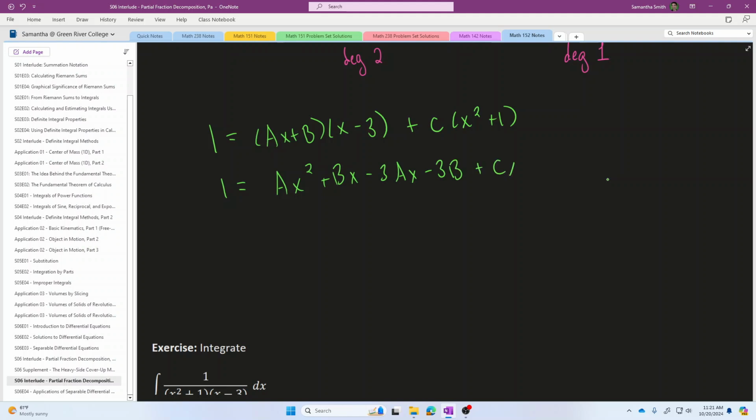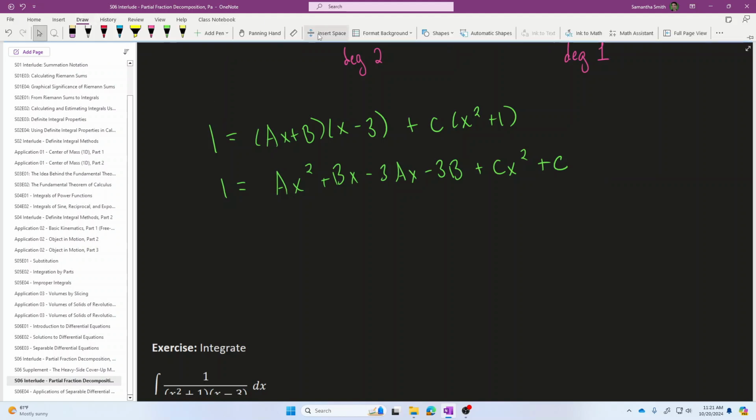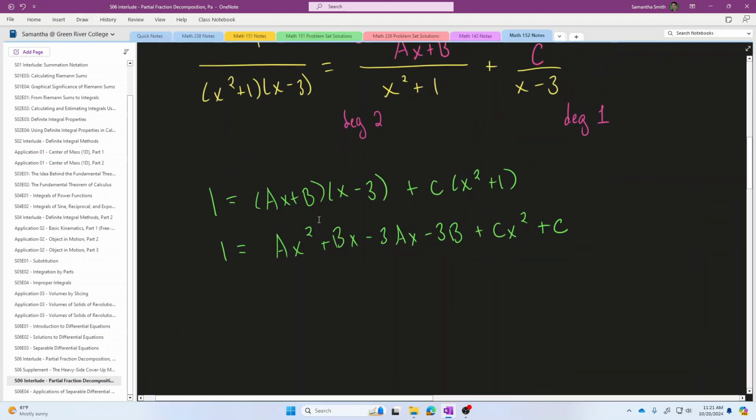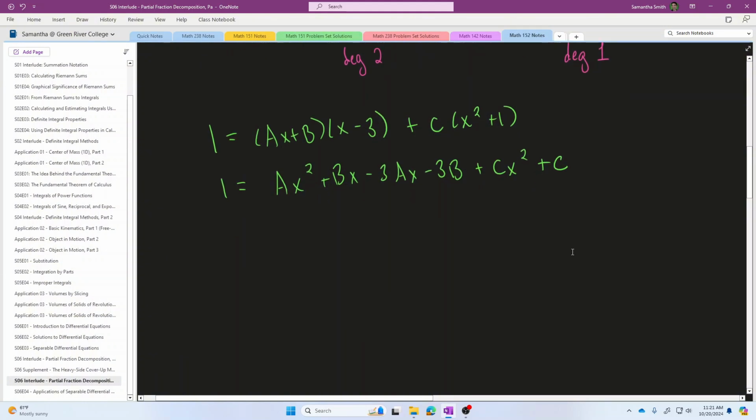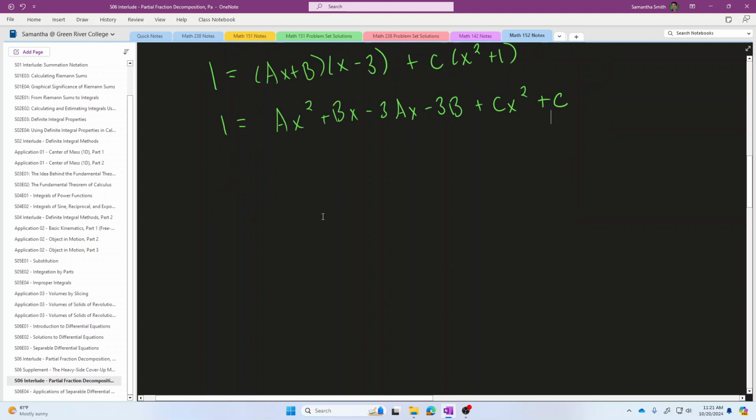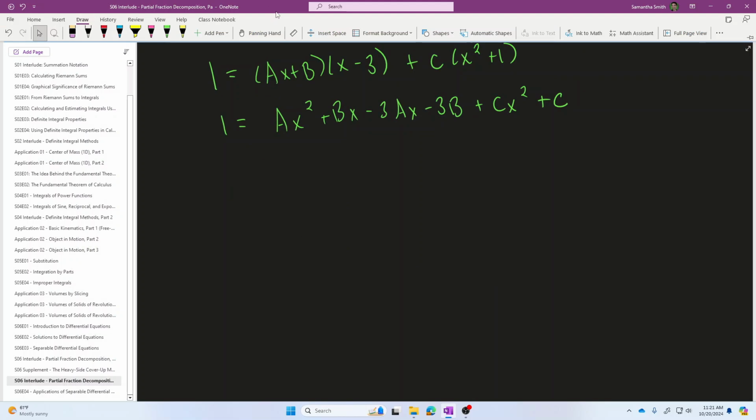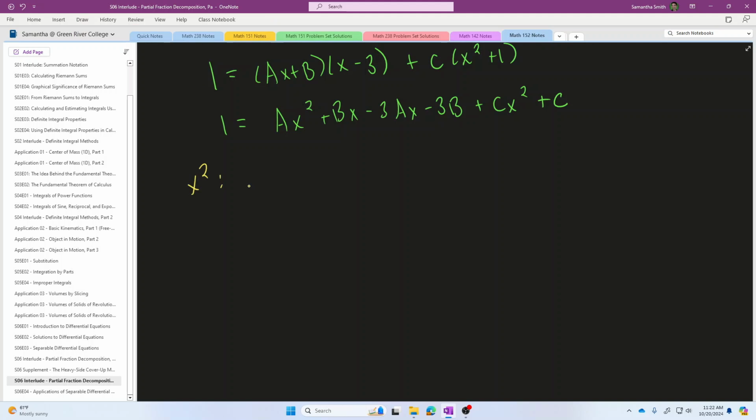and I simplify over here by distributing, I can go into this equation and I can look separately at the coefficients of x squared, the coefficients of x, and the constant terms so that I can set up a system of 3 equations for the 3 unknowns a and b and c, which I am trying to find. So on the right side, my x squared terms are a plus c. And on the left side, I have no x squared terms.